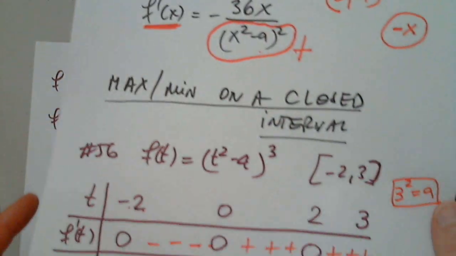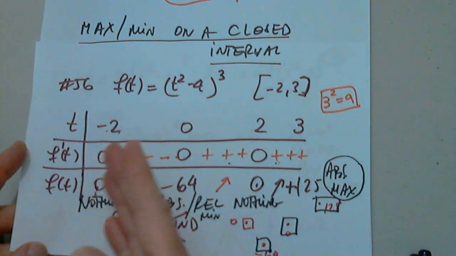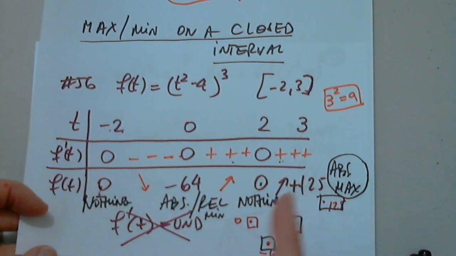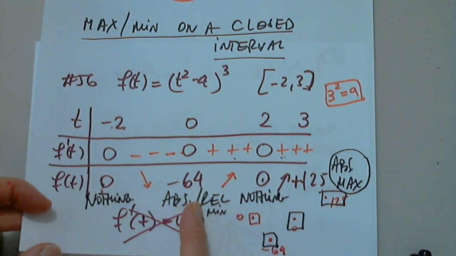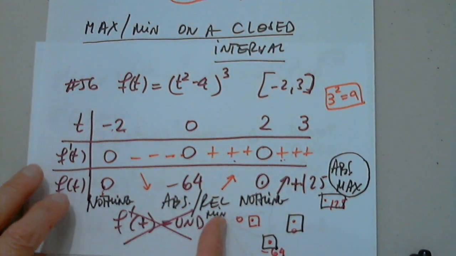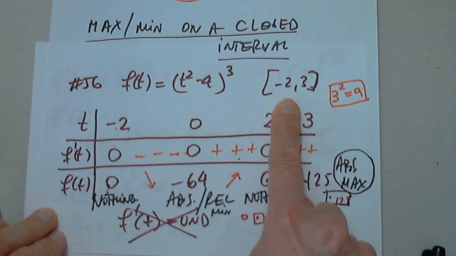That was all we needed to do. We needed to identify these points: the points where the function has a critical number, as well as the endpoints. Absolute and relative, because we can show the function exists on both sides. That's why it's also relative. Here we cannot show the function on both sides because we were given this interval.